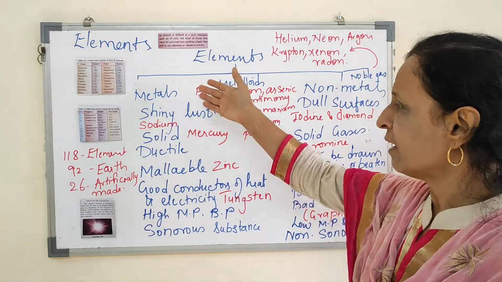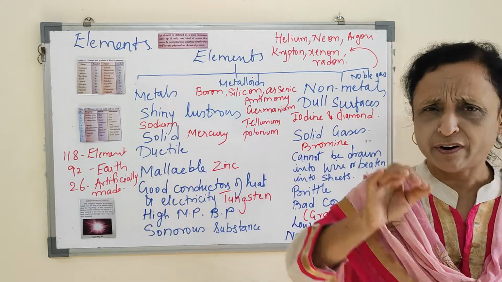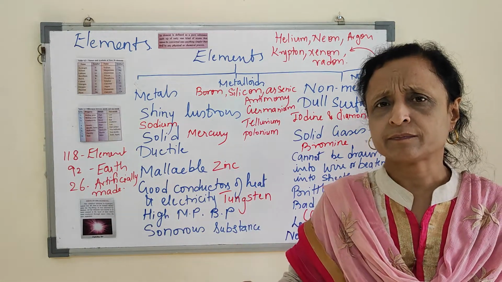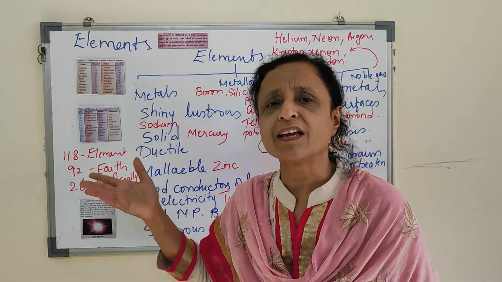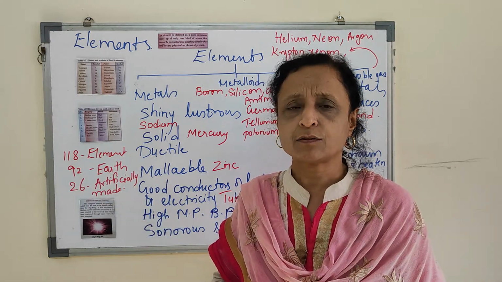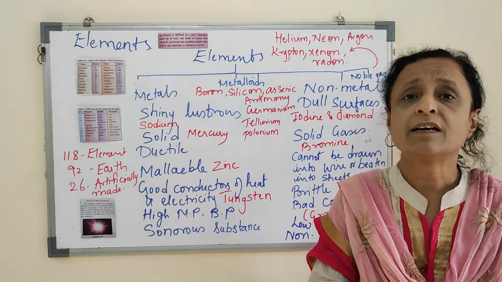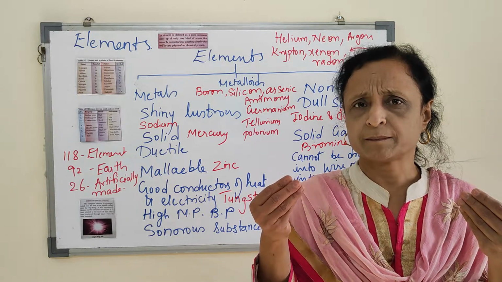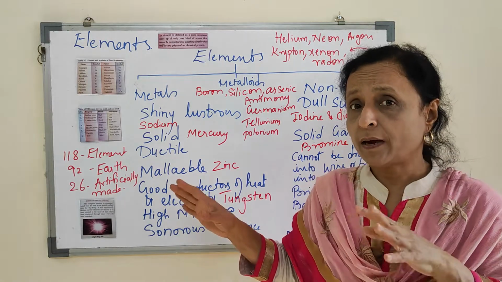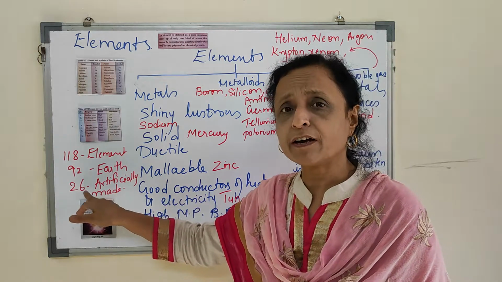So how many are the elements? We know 118. Scientists have discovered them one by one. So right now how many we have? 118 elements. So are they all natural? No. 92 are formed in earth. All the elements we get from the earth only. But scientists have created a few more. So artificially made are 26.